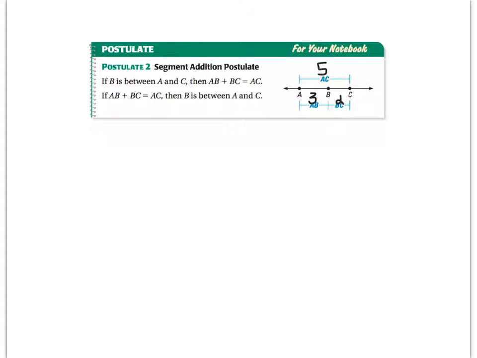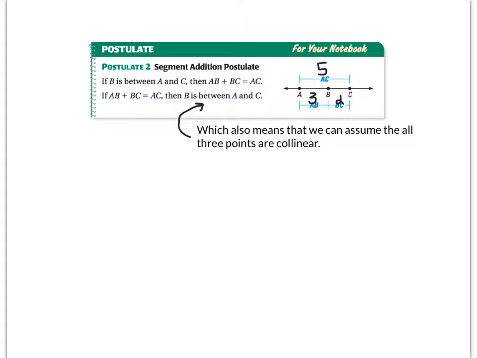We can also use the flip side of this. If we know that the length of AB plus the length of BC is equal to the length of AC, then you can automatically assume that B is between A and C and that B is collinear with A and C. Once again, by using the word between, we can assume that all 3 points are collinear.